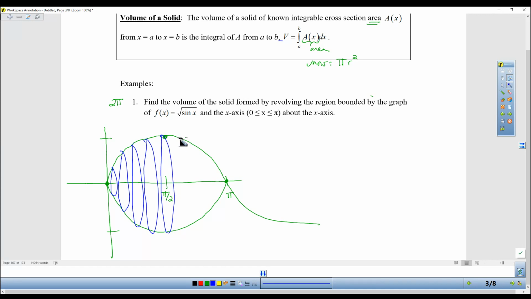Even if they had just chosen sine of x, it was still just going to make a bunch of discs. So what do I want to do? I want to add up, which is to integrate, all the area of all these discs. I'm going to go from 0. I'm going to stop my slicer at pi.